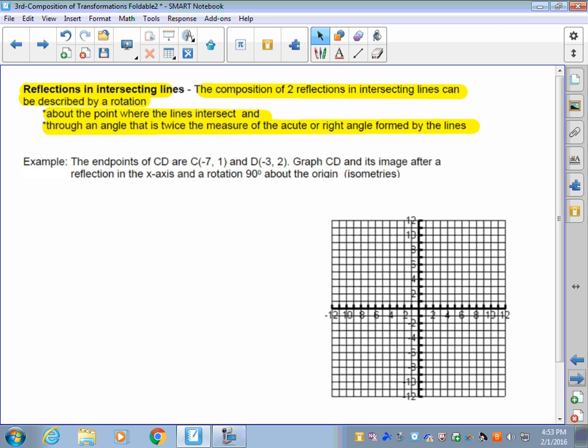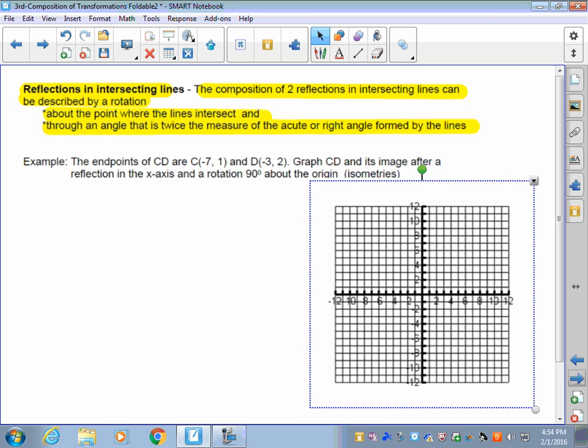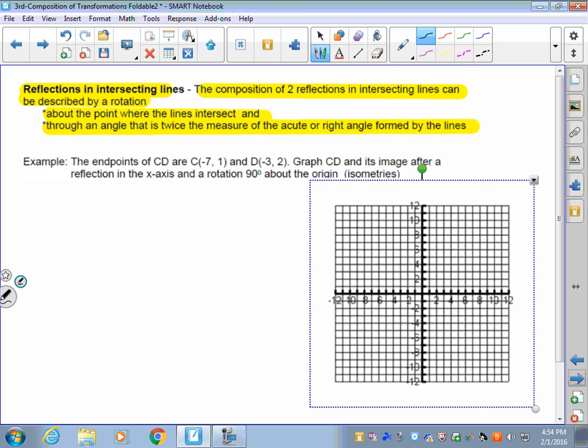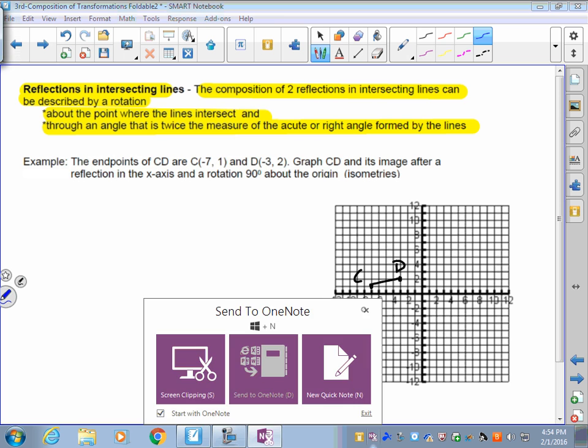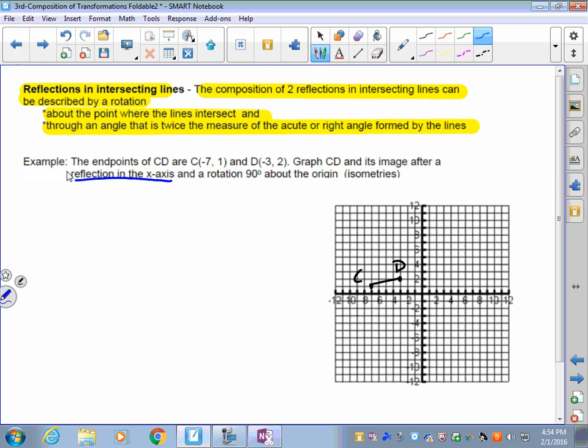So let's get the 2 points on the graph to start us off. So we have a negative 7. I can move this. Sorry. We're going to connect that segment CD. Now, they want us to reflect this image over the x-axis. First thing we're going to do is reflect it over the x-axis.